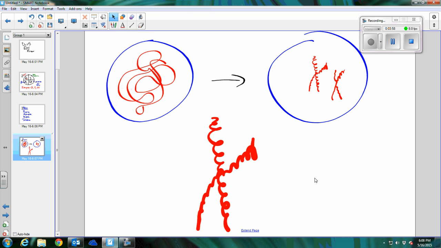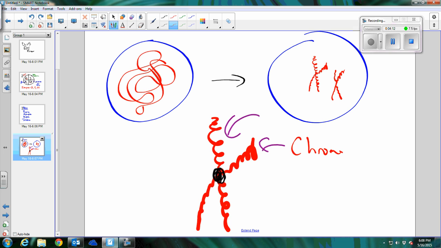And so in the middle you have this little connector here. You have sister chromatids, and these are these pieces of the cell. Chromatids. And this is the centromere. It's like the connecting part there in the middle.